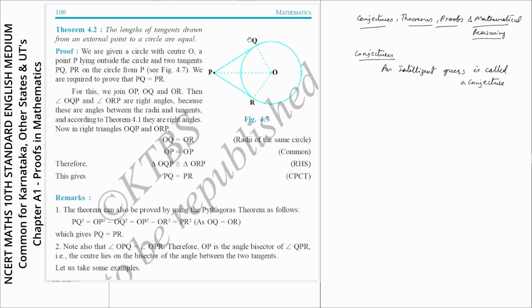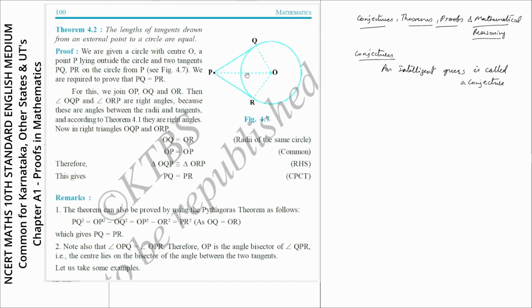Now what is OQ? OQ is a radius and OR also is a radius. Therefore OQ is equal to OR, radius of the same circle. So this is a statement, OQ is equal to OR. Now next, PO is equal to PO.